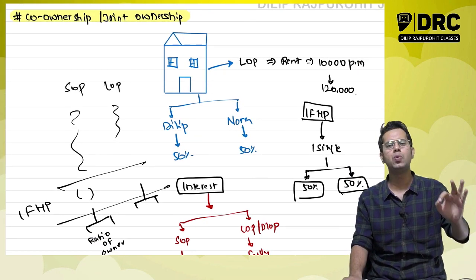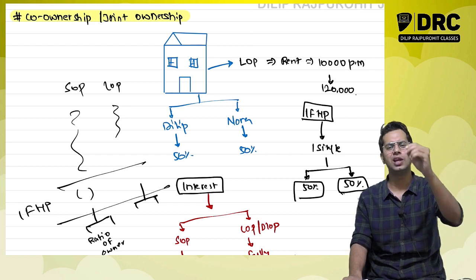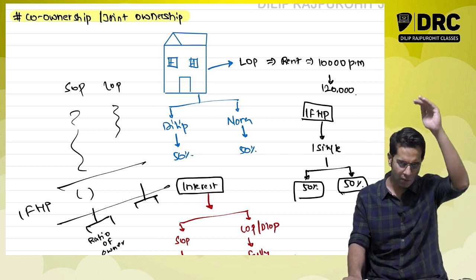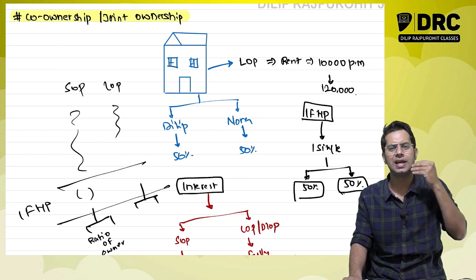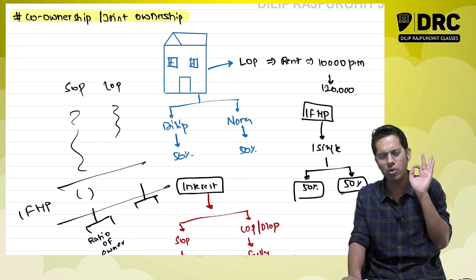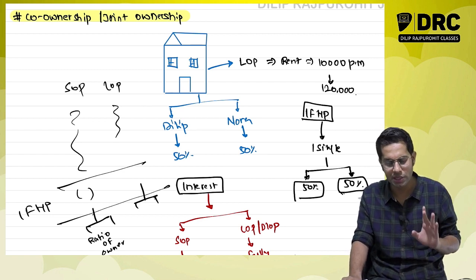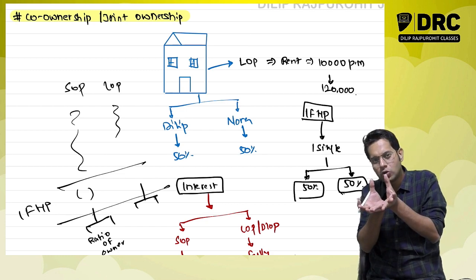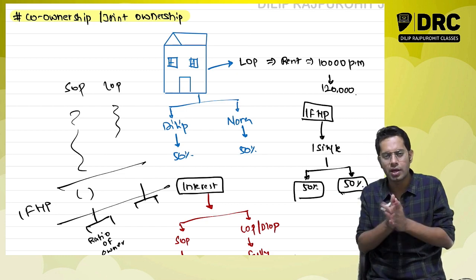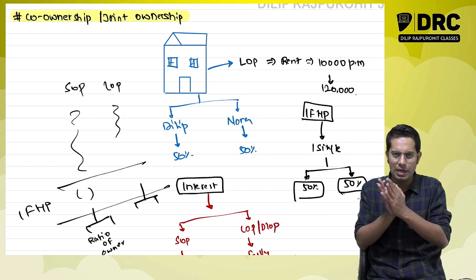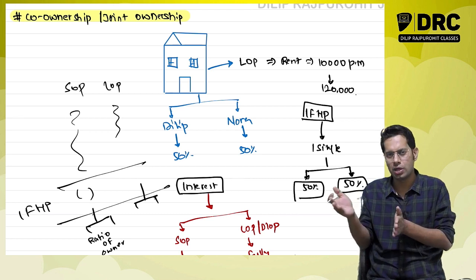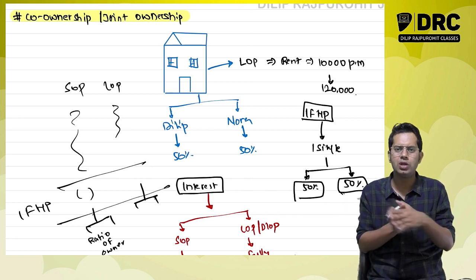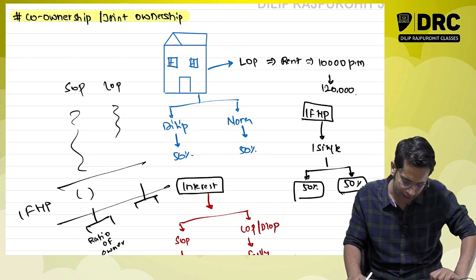You just compute the income from house property as if there was no co-ownership. Whatever income from house property you get, distribute that to Nora and Dilip, that is, the co-owners. It can be more than 2 also. Distribute it to the co-owners in the ratio of their ownership.